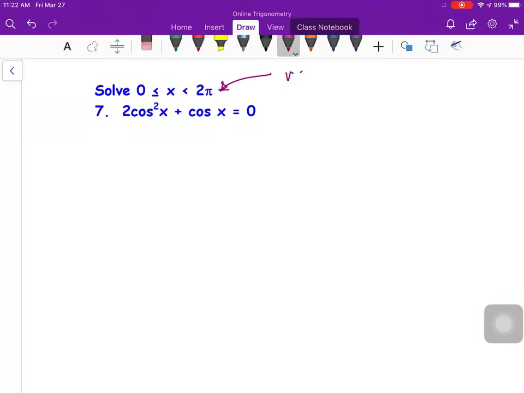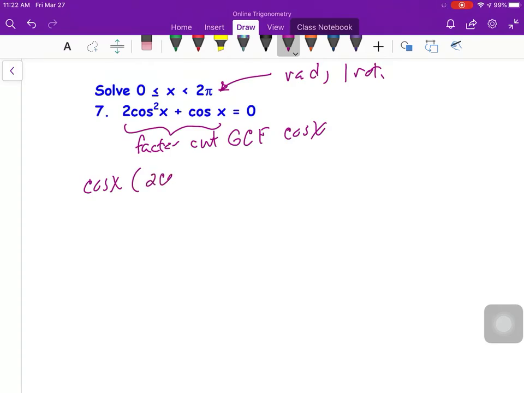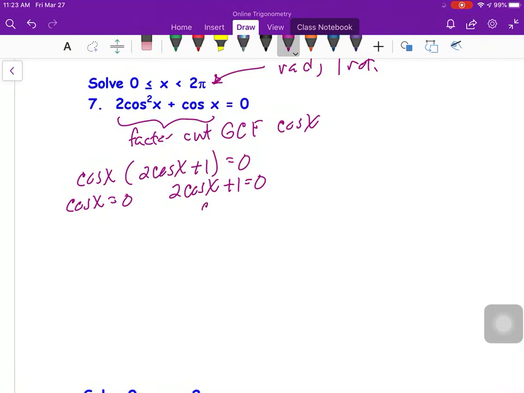Now this one we're in radians, and we're one rotation, and it doesn't say to round. This one actually factors. We can factor out a GCF of cosine x. If I factor that out, I'll have a cosine x that I factored out. Then I'll have a 2 cosine x plus 1 equals 0. Set each of those factors equal to 0. The first one is already solved. It's already isolated for cosine. The second one, I subtract 1 and divide by 2.